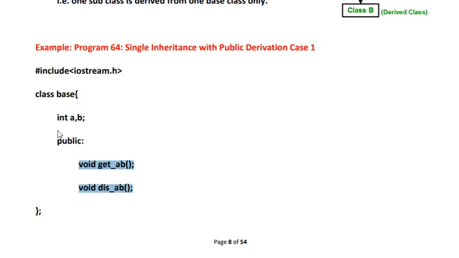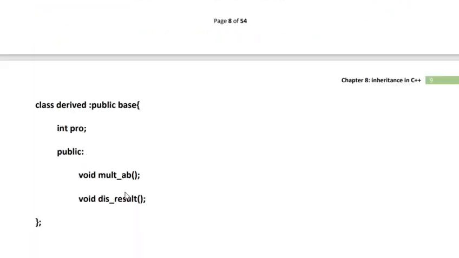Again, I'll repeat it. Here I have a class by the name base which has data members and member functions. The data members are placed in the private section of the class. The member functions are placed in the public section of the class. The data members are A and B and the member functions are getAB and displayAB.